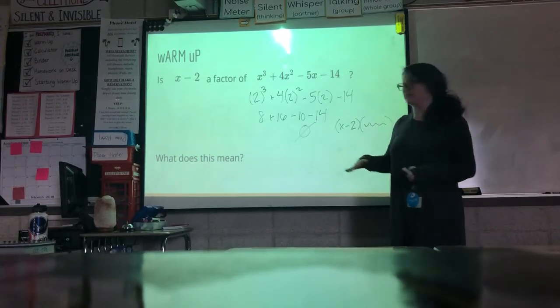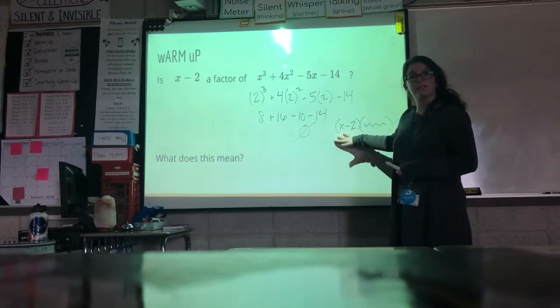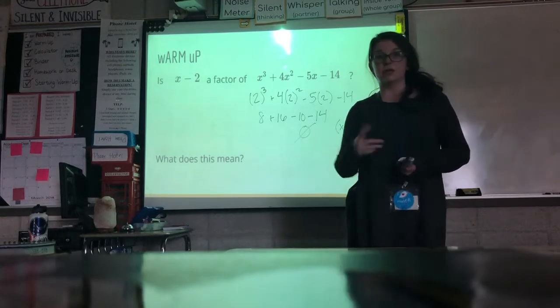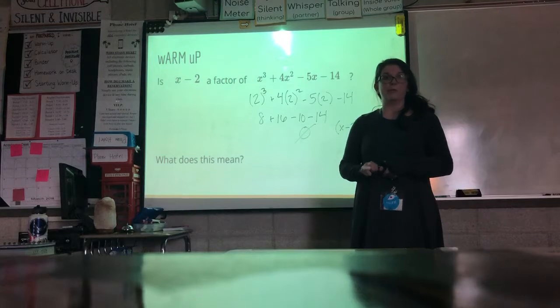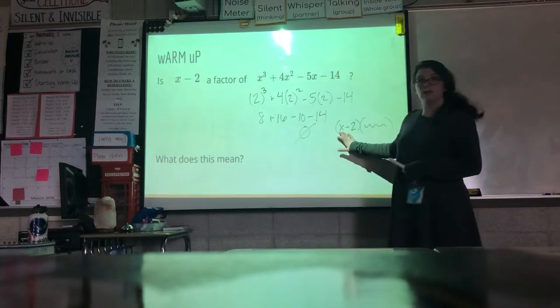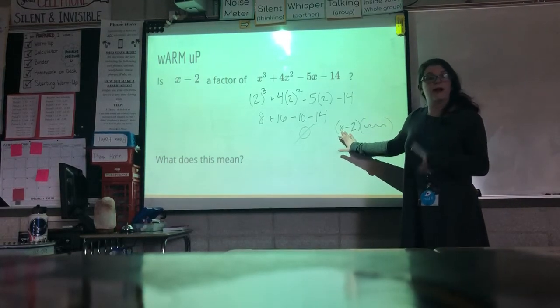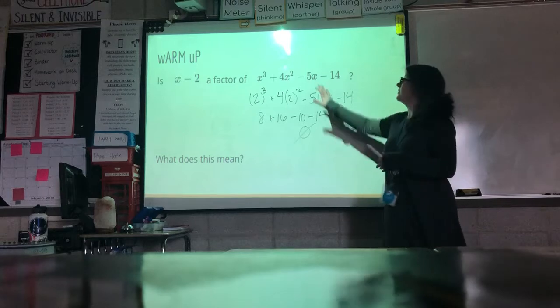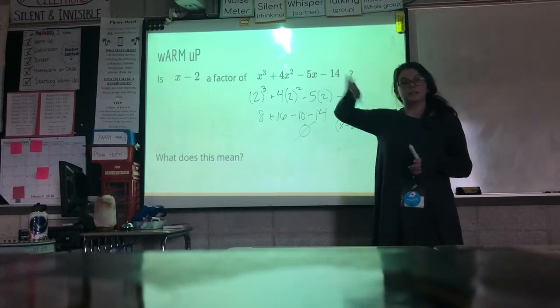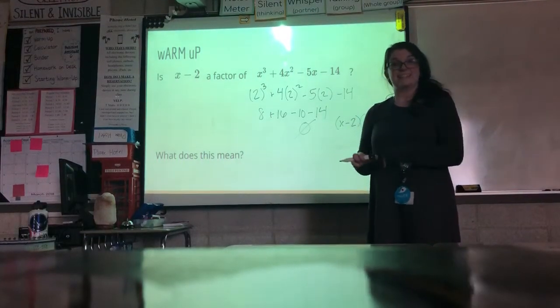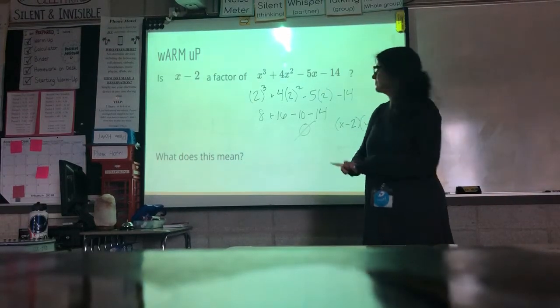But what it also means is that this part, x minus 2, is going to give us a 0 for our polynomial. So in this case, our 0 is 2. If I try to graph this polynomial, it's going to cross the x-axis at the number 2.